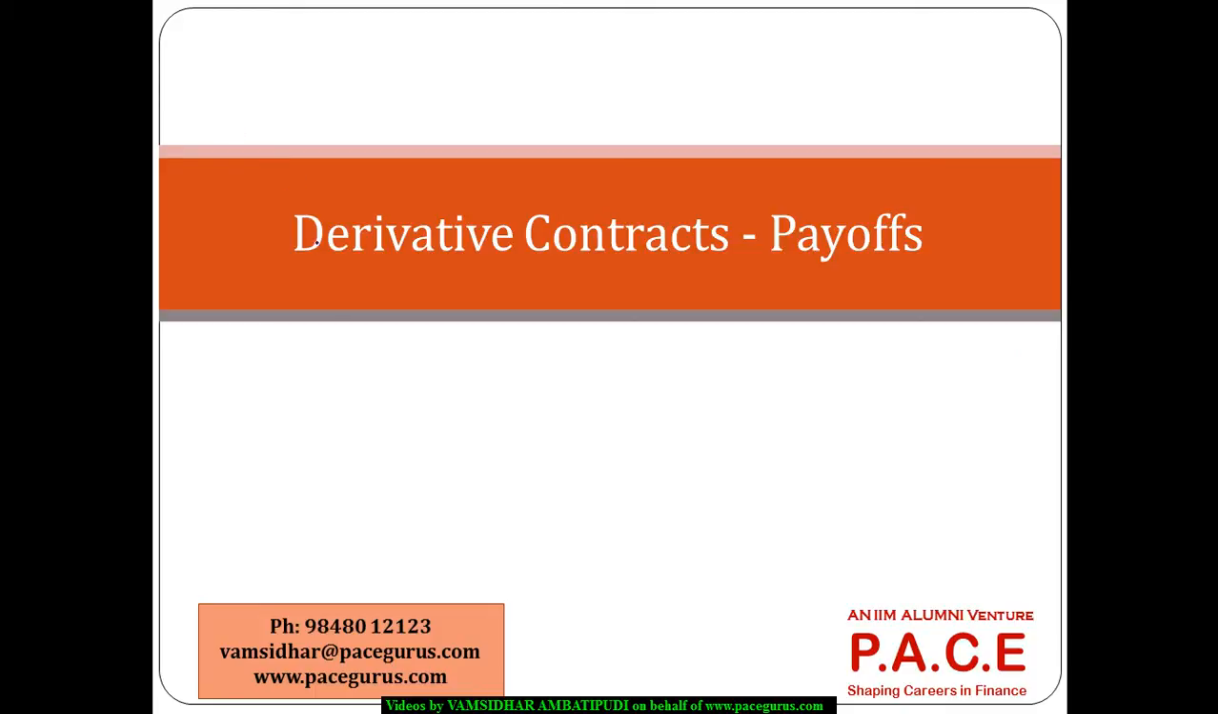In this session, I'm going to look at the different payoffs that are associated with a derivative contract. Especially when I have bought a derivative, when would I typically make a profit, and what is the typical profit that I'm going to make? Similarly, when I am selling a derivative contract, when and how much is the typical profit or loss I'm going to make? That is what we are discussing about the payoffs.